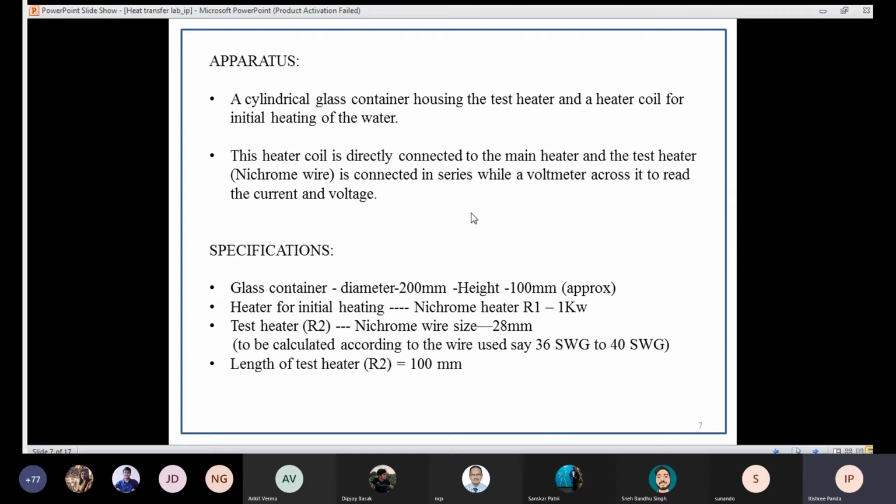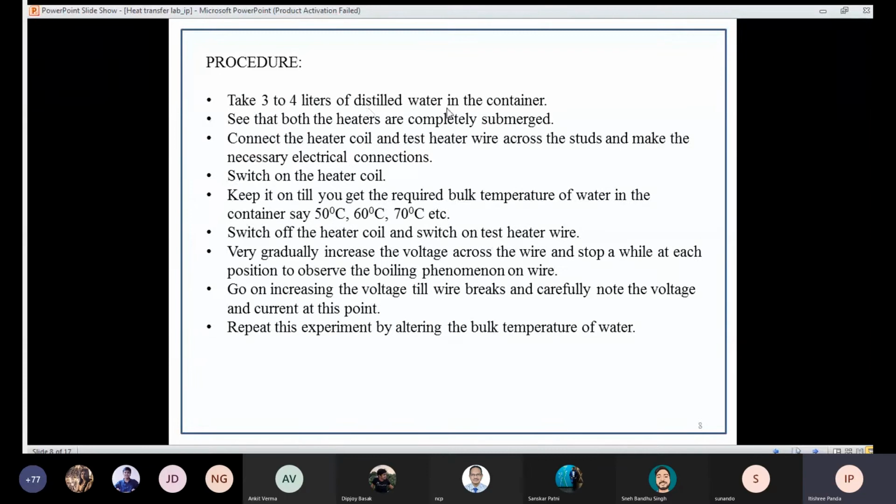So the test heater is the wire that will be connected in series, and the voltmeter and the ammeter will provide heat into that. So these are some specifications of your system. So, the procedure. You first take some water. Yeah, we'll talk about distilled water.